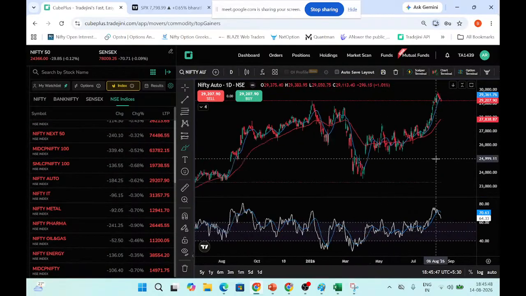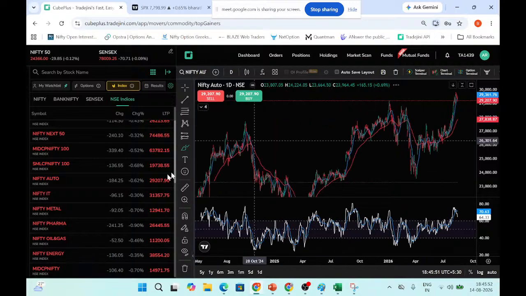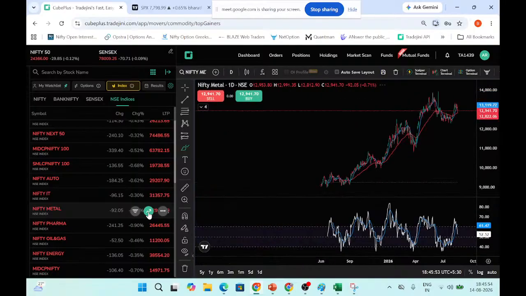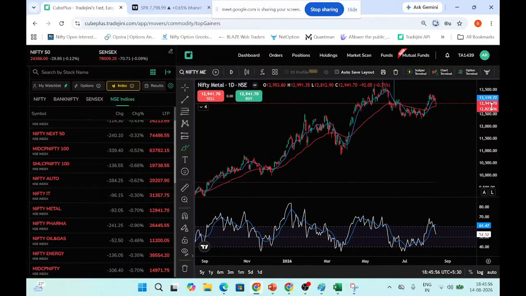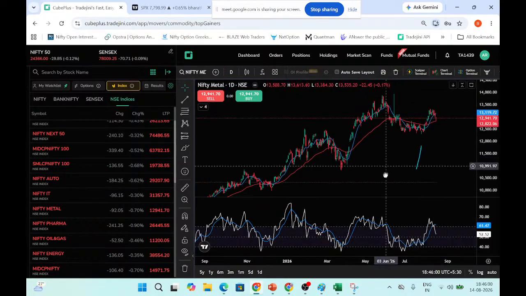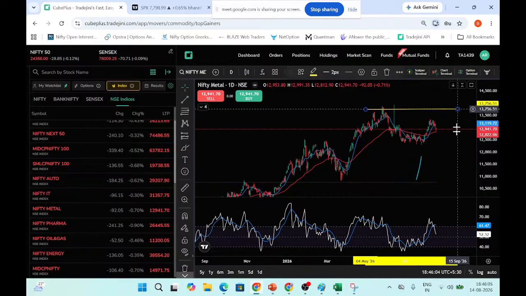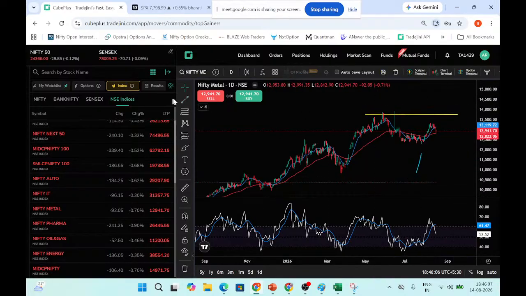Now what is happening in auto? Auto is also looking great. It is breaking resistances in auto also. Metals are also doing fantastic. Right? Last couple of weeks, metals also did fantastic. Yet to break the resistance, whereas small cap and mid cap broke the resistance. Metals are yet to break the resistance, but it is not showing any signs of breaking the support also.